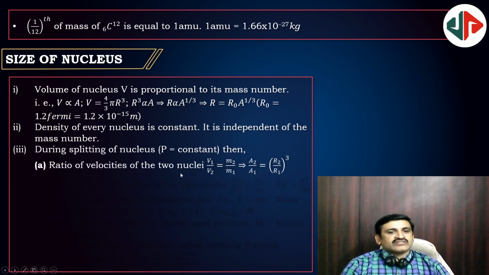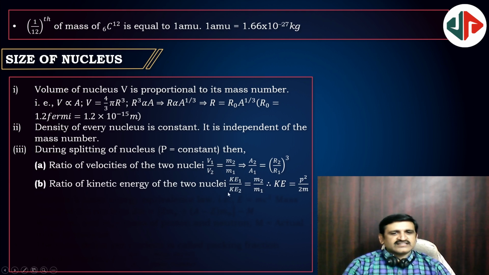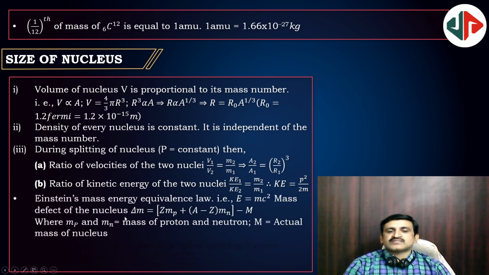The ratio of velocities of two nuclei, V1 by V2, is M2 by M1, which is A2 by A1, which is (R2 by R1) whole cube. The ratio of kinetic energies is M2 by M1, as KE is P square by 2M and P is the same. That's why, whenever a nucleus is split into two.